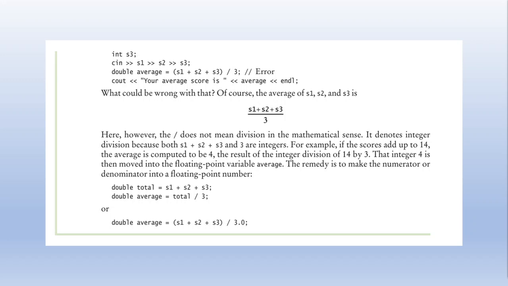In order to fix this, to get a correct double stored into average, we can change either the numerator or the denominator of our operation to a double. We can either typecast s1 plus s2 plus s3 by using parentheses with double as the data type listed before s1 plus s2 plus s3 in our code, or we could use 3.0 instead of 3 when we divide our expression. Either one is valid and would give us a double in average instead of an integer.